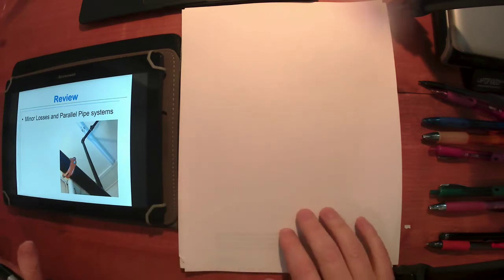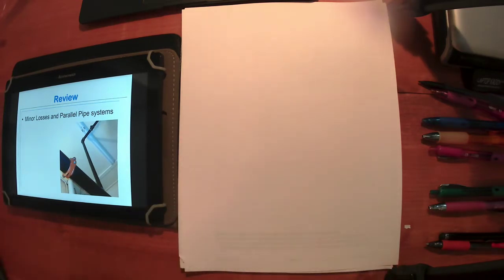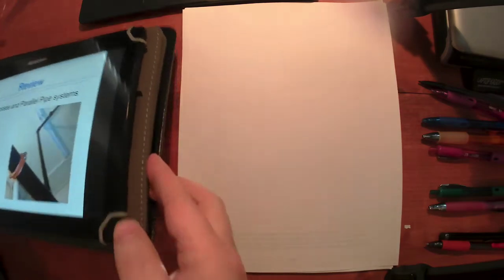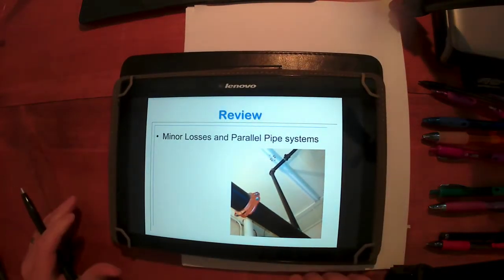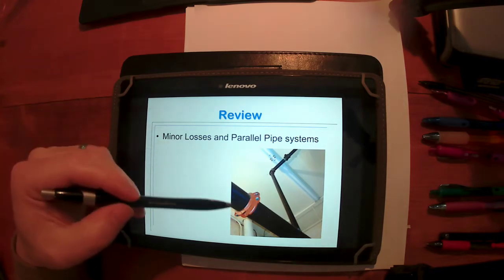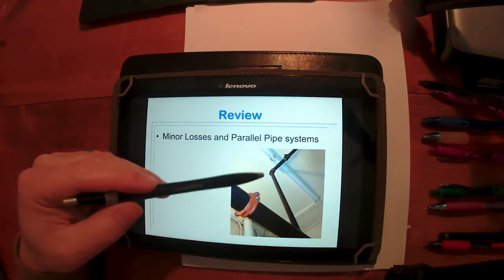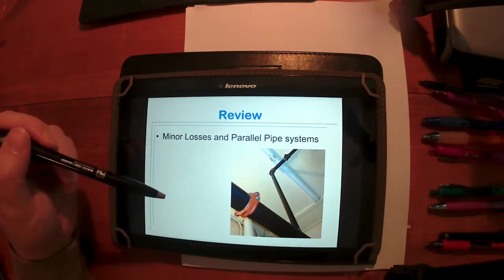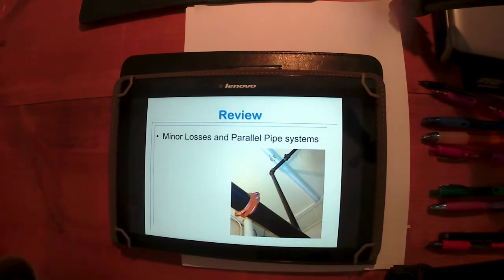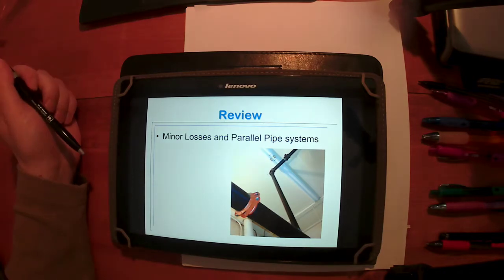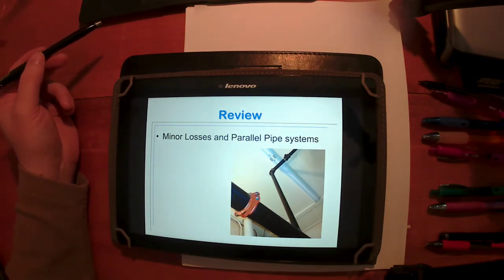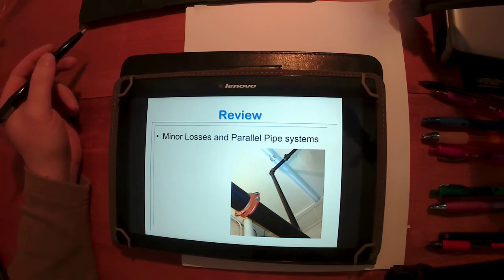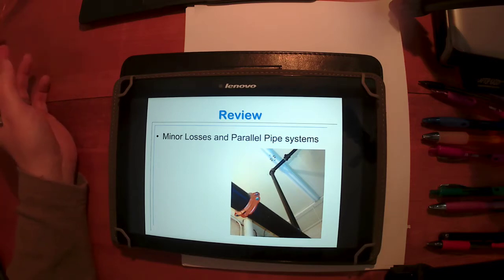So let's continue talking about minor losses, and we can talk just a little bit about parallel piping systems here. We've been talking about minor losses being anytime the flow changes. So if I've got unions or bends or elbows or anything other than just a pipe flowing in a straight line with no connections, no changes, anytime the flow changes, you're going to have some energy loss associated with that. So it could be energy loss, head loss, pressure loss, any form of it.